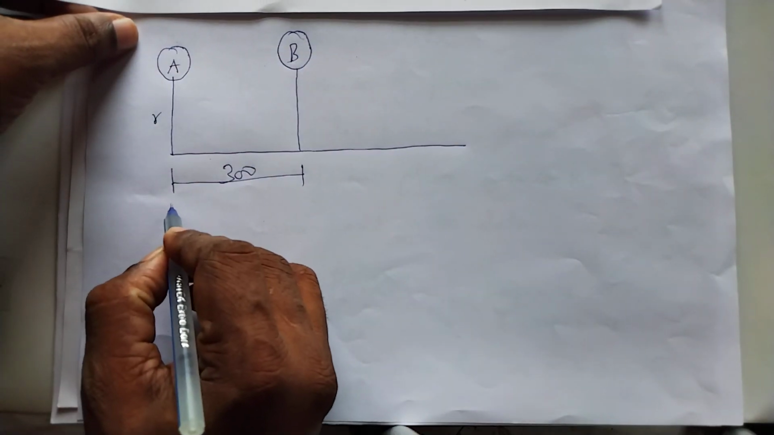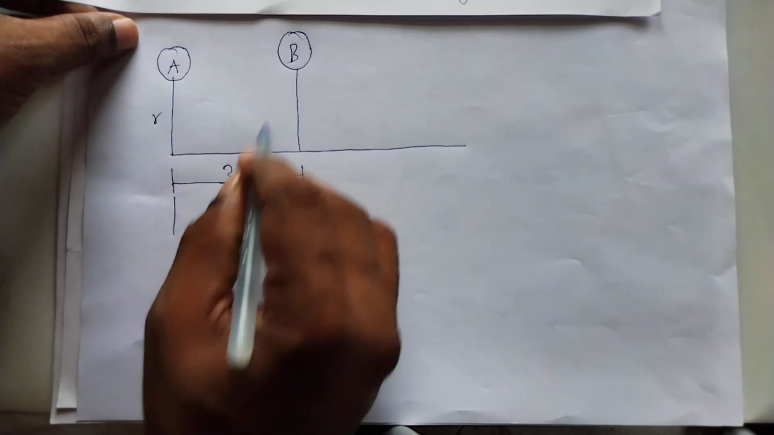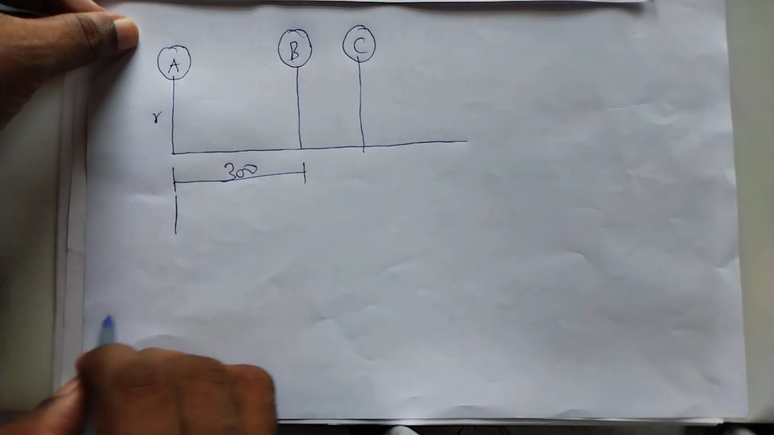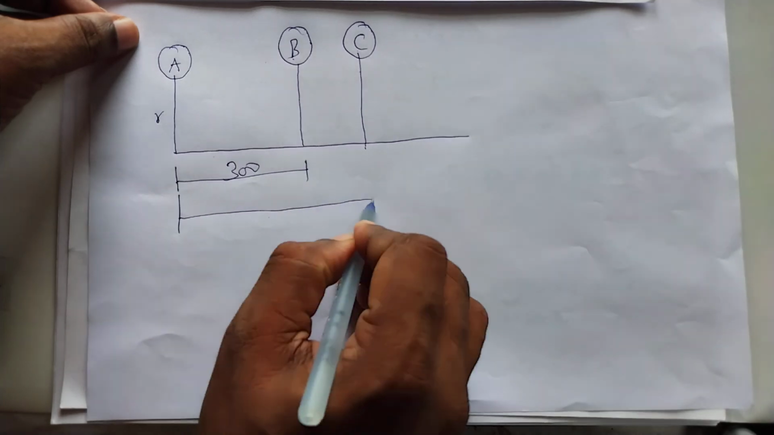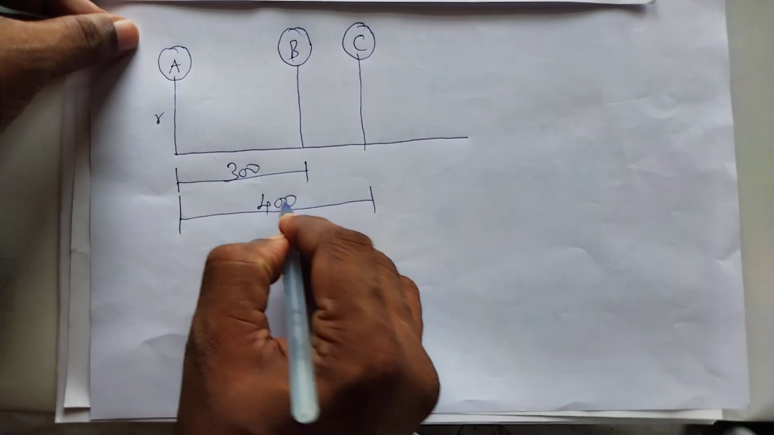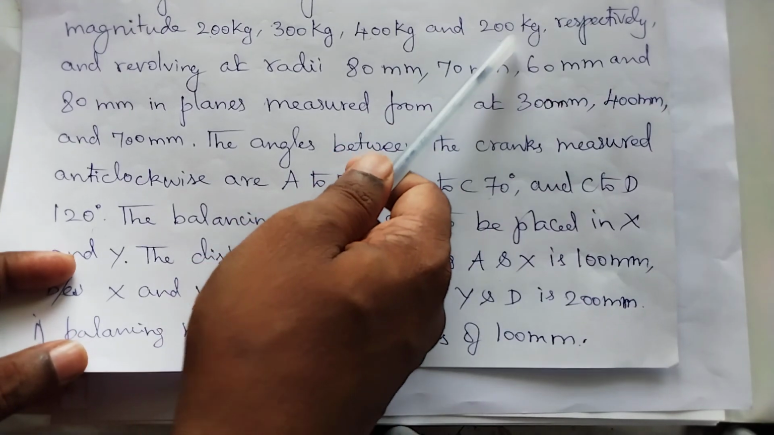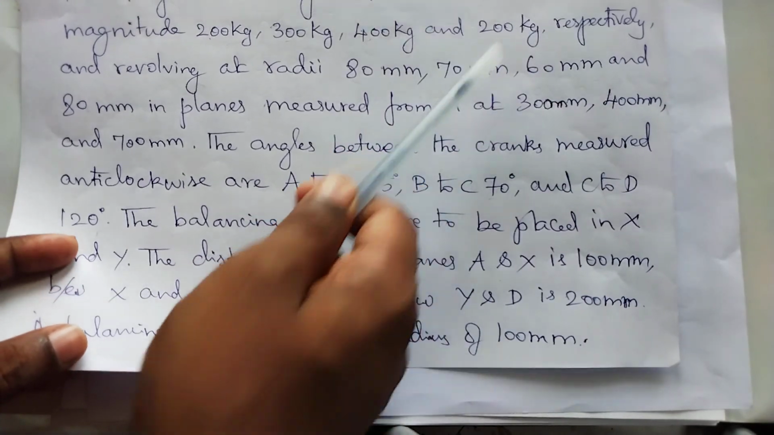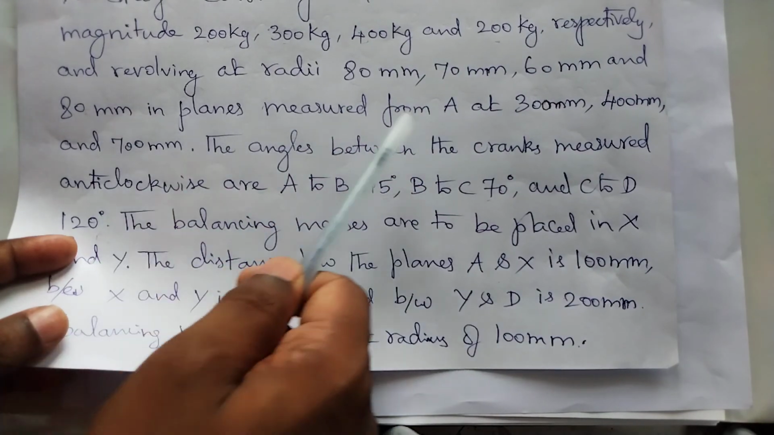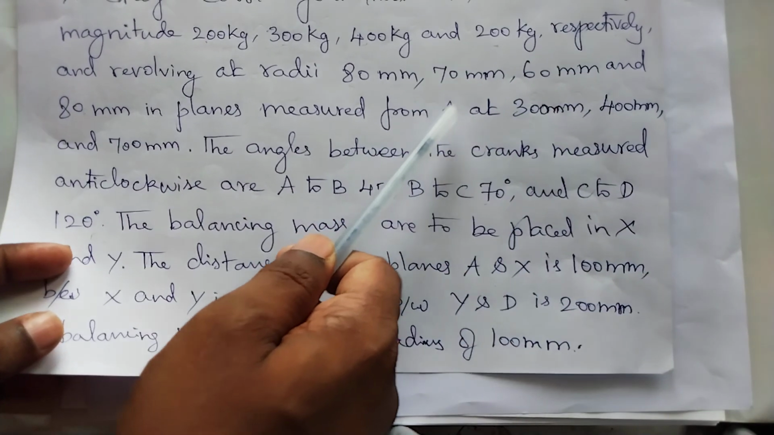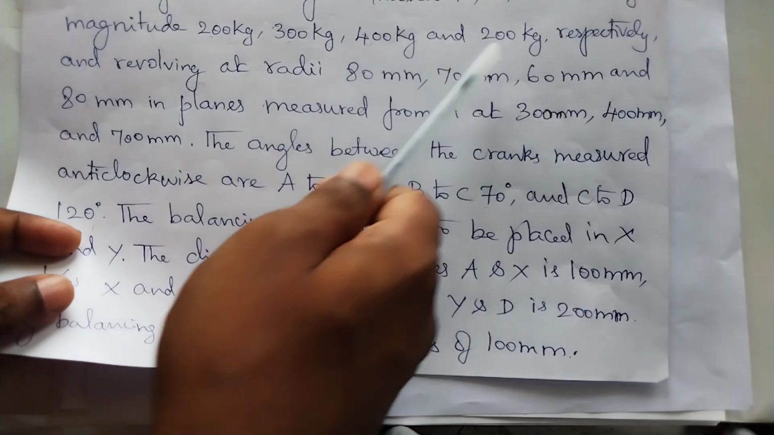From A, the next mass is here, this is C. So from A the distance is 400. Similarly, you have D mass 200, that is at a distance of 700 from A. All the masses we have to draw with respect to A position. So D is 200 kg at 700 mm.